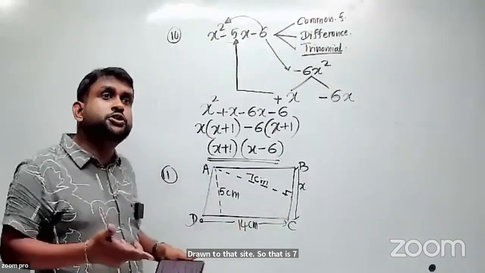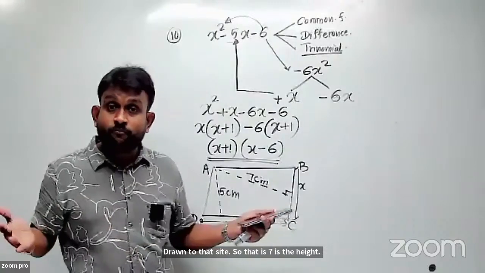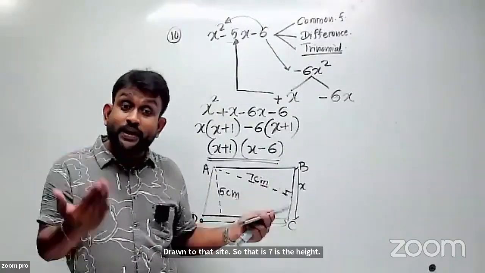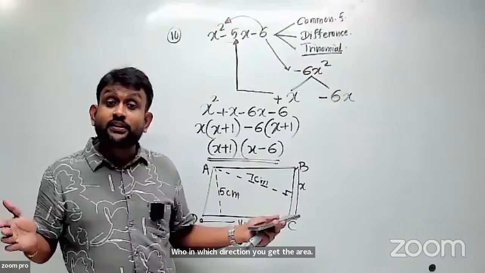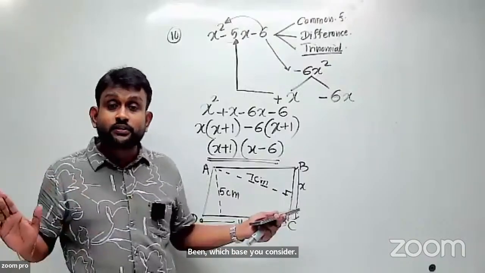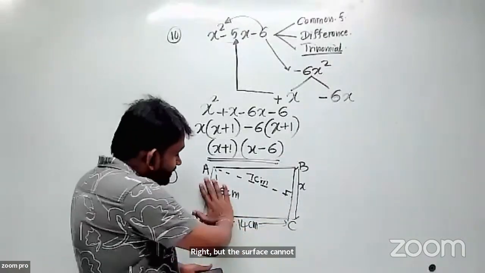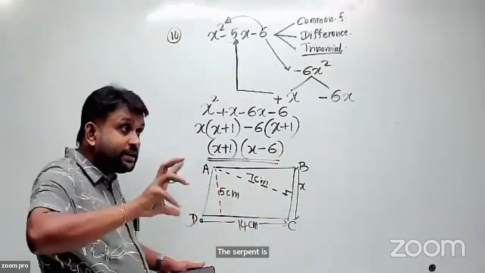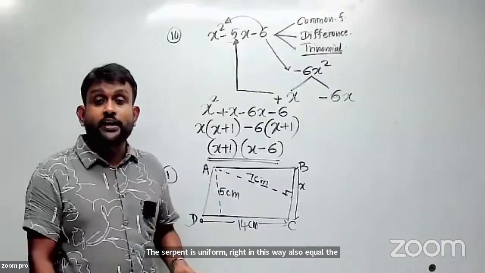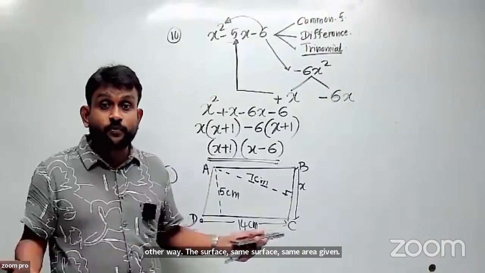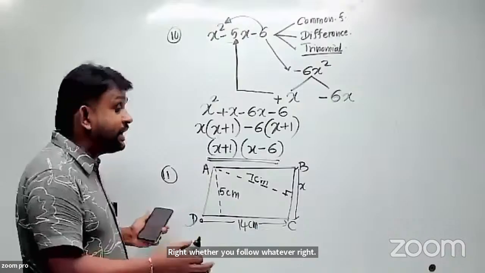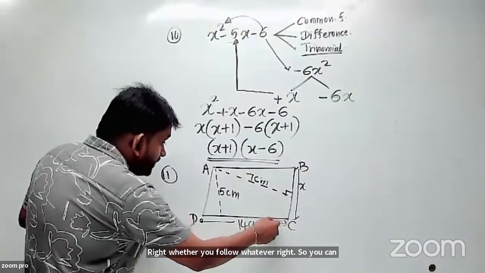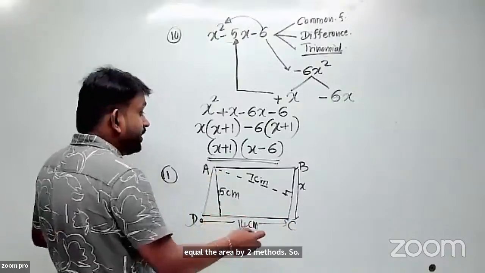Whichever base you consider, the surface cannot vary. The surface is uniform, so the area is also equal. Whichever method you follow, the same area is given. So you can equate the area by two methods. Here you take 14 as the base and 5 as the height.